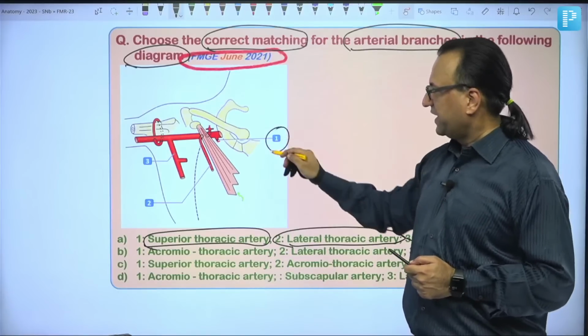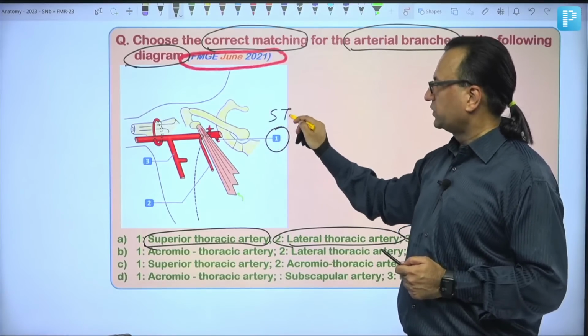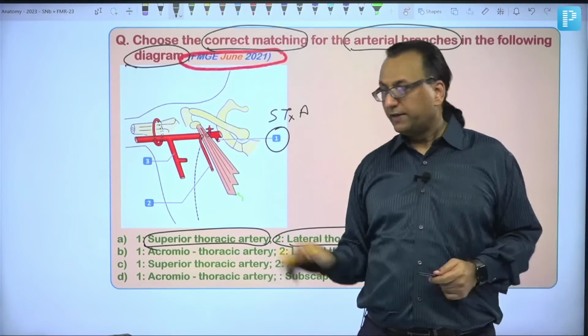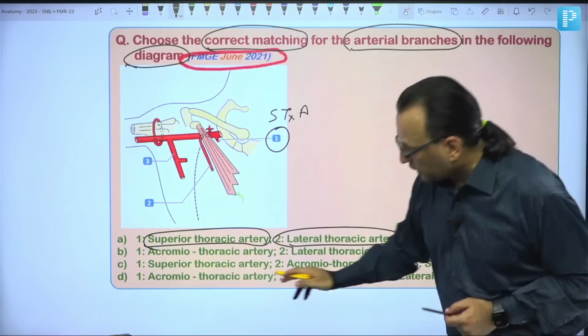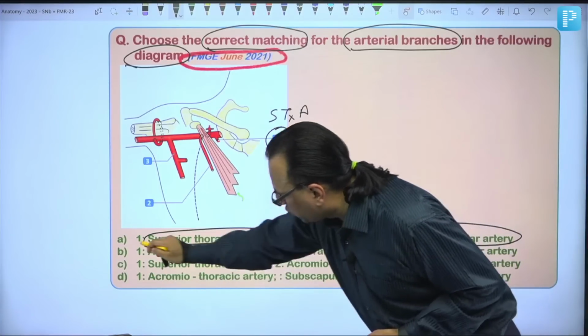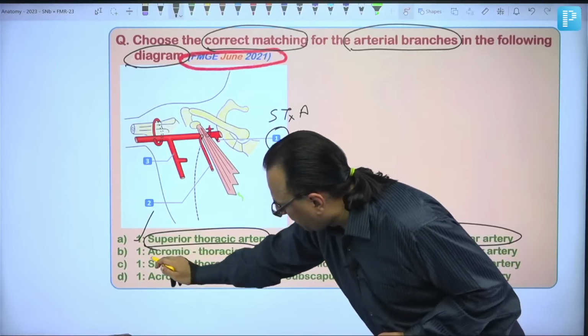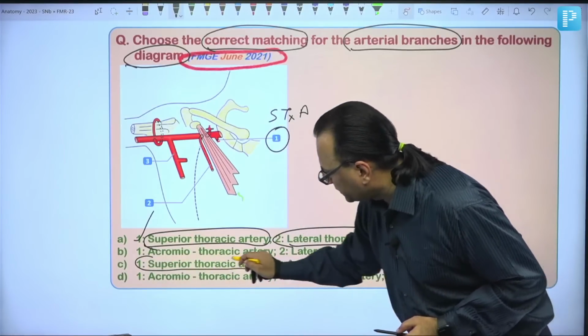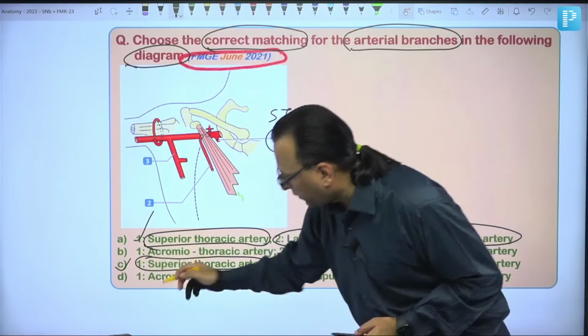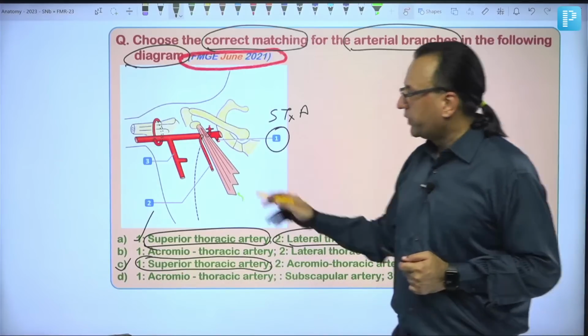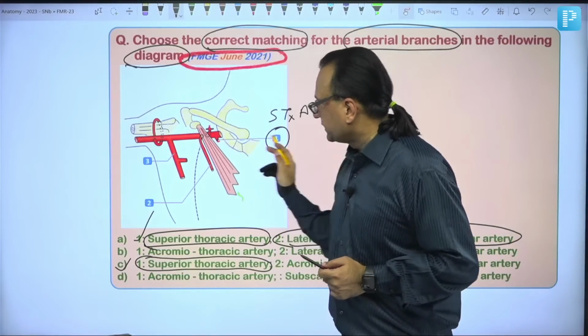Marker A is the superior thoracic artery. Now start from there only. Marker A is superior thoracic. Superior thoracic, yeah, this could be the answer. So otherwise no other possible answer, because marker 1 is superior thoracic artery.